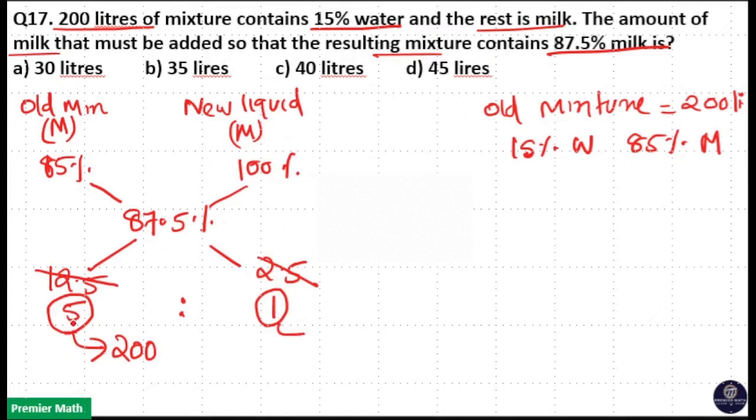So old mixture 5 parts is equal to 200 liter. That means 1 part is equal to 200 by 5, which is 40 liter. That means here 1 part of new liquid is equal to 1 part, that is 40 liter. So your answer is option C.